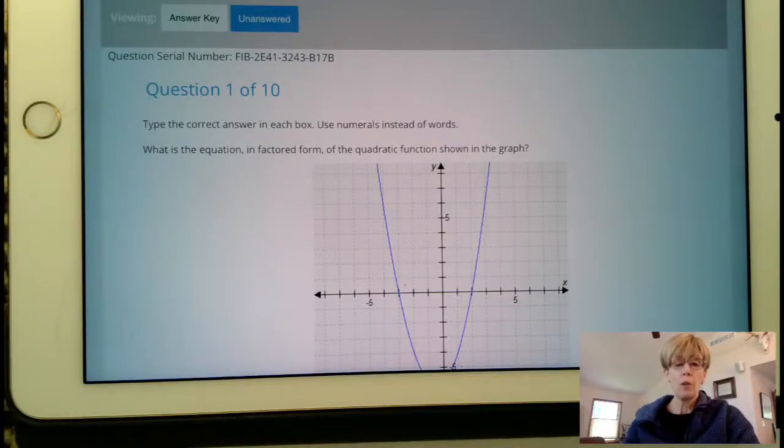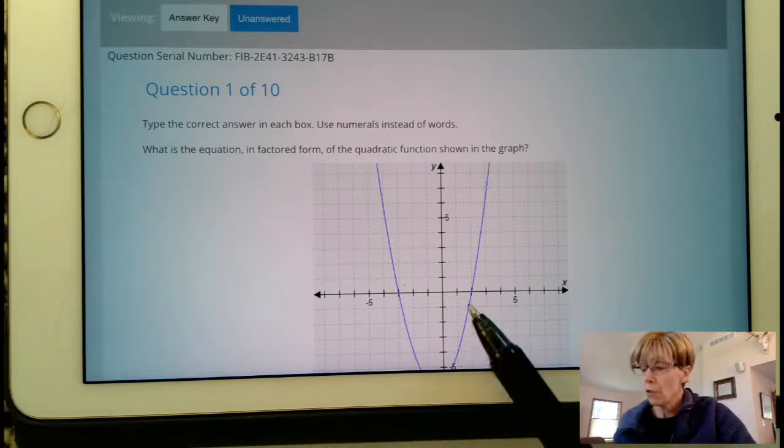What is the equation in factored form of the quadratic function shown in the graph? Well, when we look at this here, for the factored form, at least most of this problem, we can get the roots or the zeros of the function. So what we've got is x equals 2 and x equals negative 3.